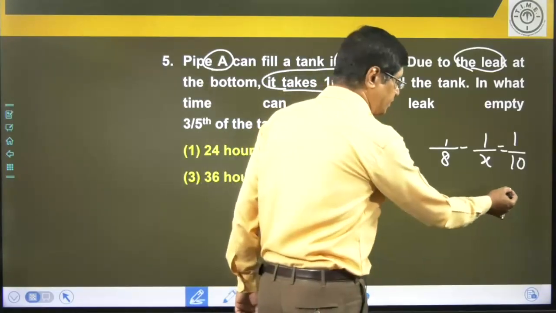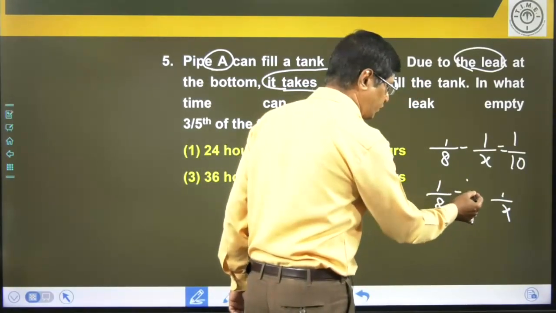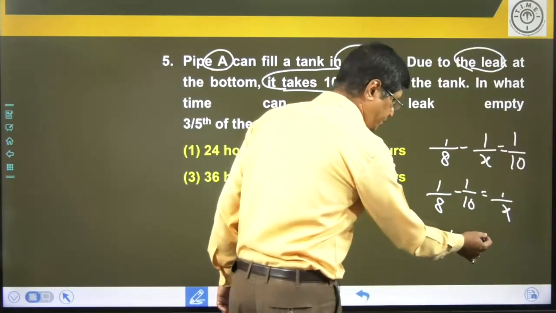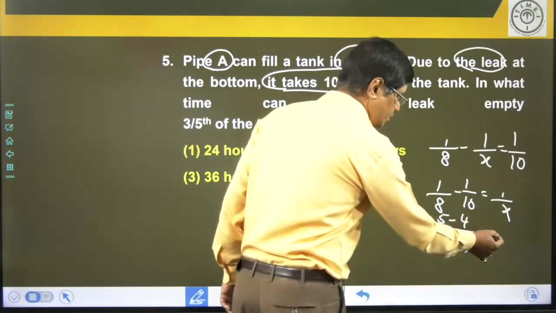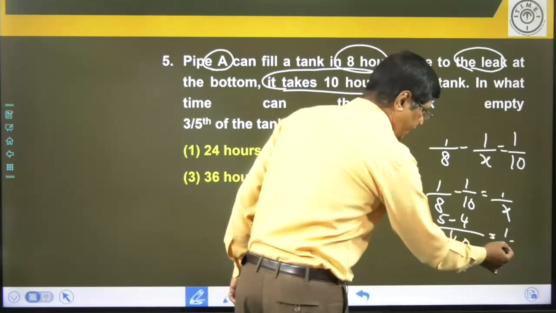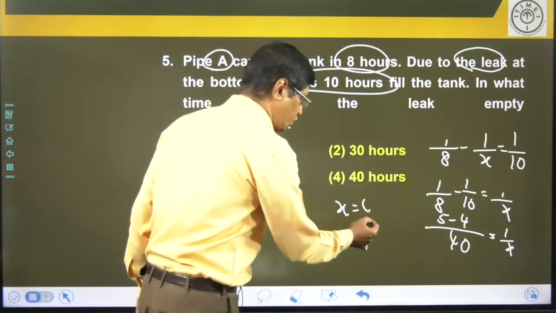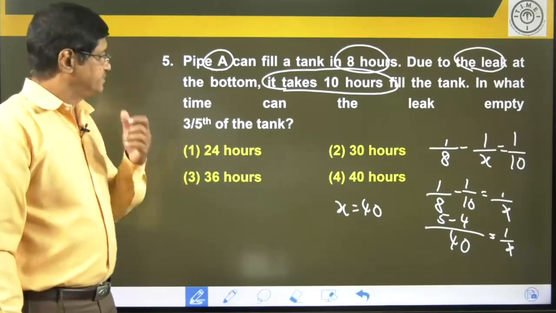What is the value of x? 1 by x is equal to 1 by 8 minus 1 by 10. How much is the LCM? 40 is the LCM. It goes 5 times and 4 times. So, what is the result? The value of x is equal to 40. So, x is equal to 40.